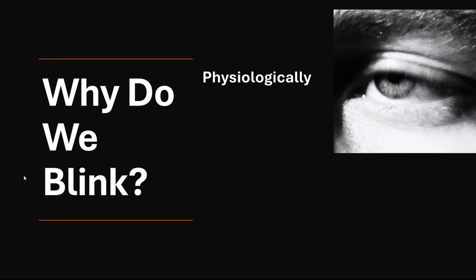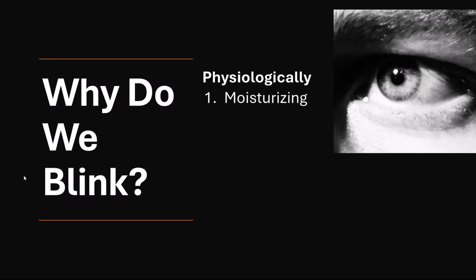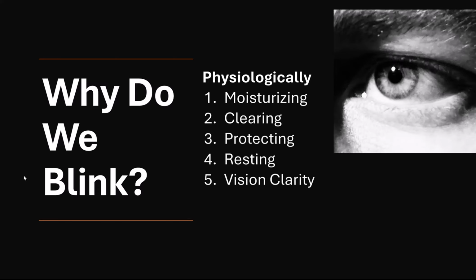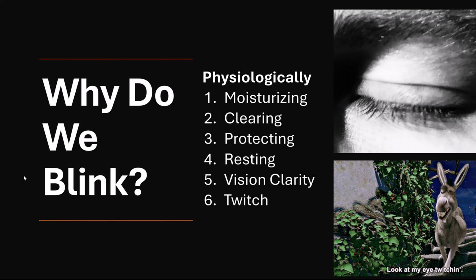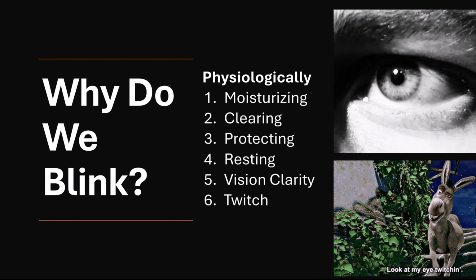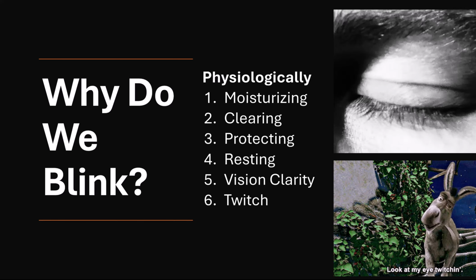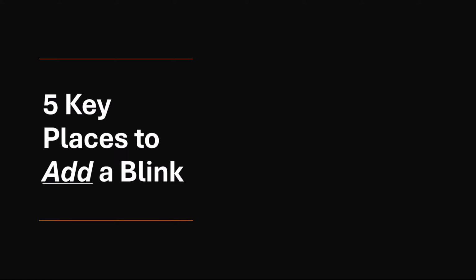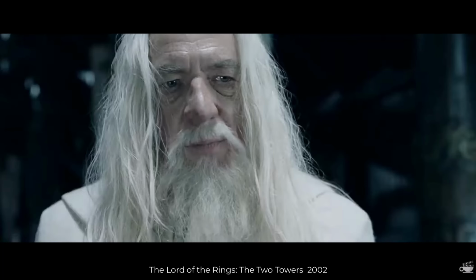Why do we blink? Physiologically, we blink for moisturizing, clearing, protecting, resting, vision clarity, and sometimes we twitch when we're stressed out. Making sure you get your characters blinking normally is critical. But like the twitch, there are other areas that can bring your animations to life. So here are 5 key places to add a blink, and I found different clips from different films to illustrate each point. The first one is at the end of a thought.